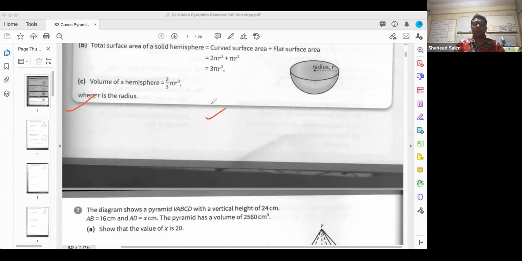Okay, remember they have given you the volume. Okay, formula for volume. You must know how to bring it over. You don't need to worry about pi, you can just cancel it later.